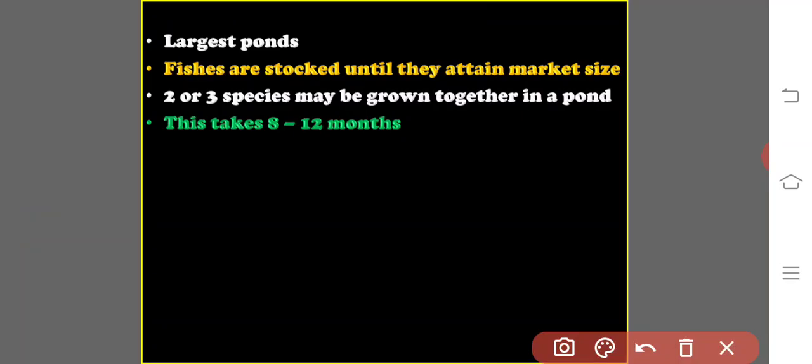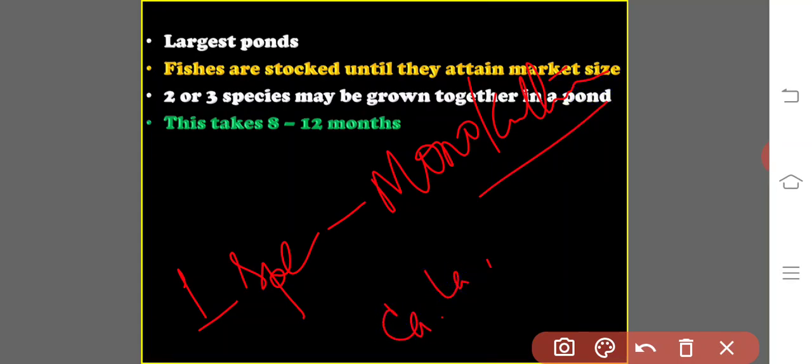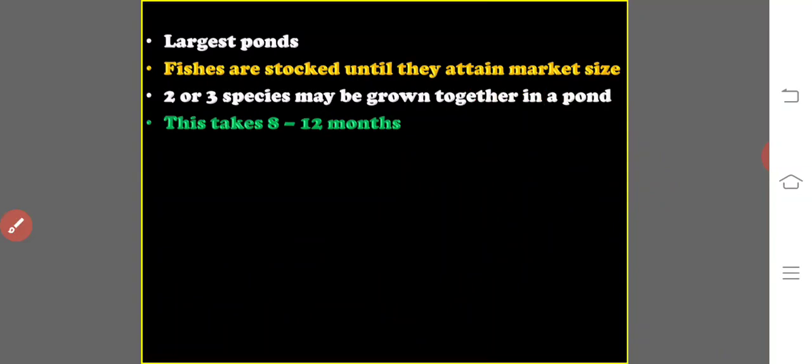Sometimes we may choose only one species to culture, that is monoculture. Mono means a single type of fish is cultured. If you go for all three kinds of Indian major carps, like Catla, Labeo rohita and Cirrhinus mrigala, then that is known as polyculture. Otherwise, all the exotic carps, like Cyprinus carpio, Hypophthalmichthys molitrix and Ctenopharyngodon idella. So we can go for monoculture or polyculture. Growing up to appropriate market size requires about 8 to 12 months. Up to 1 year we have to grow them, and whenever they attain market size, we sell them.